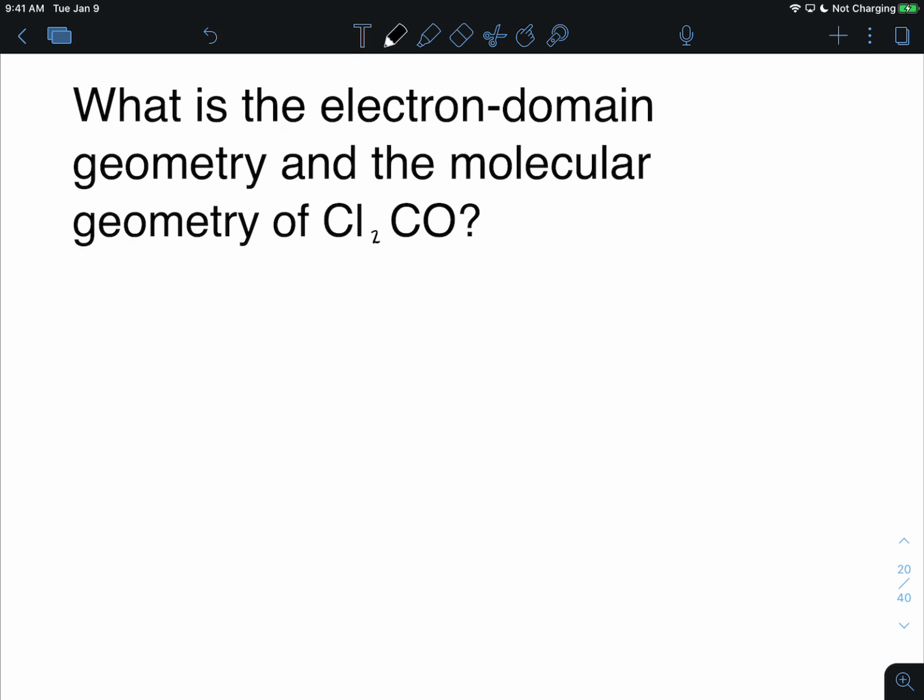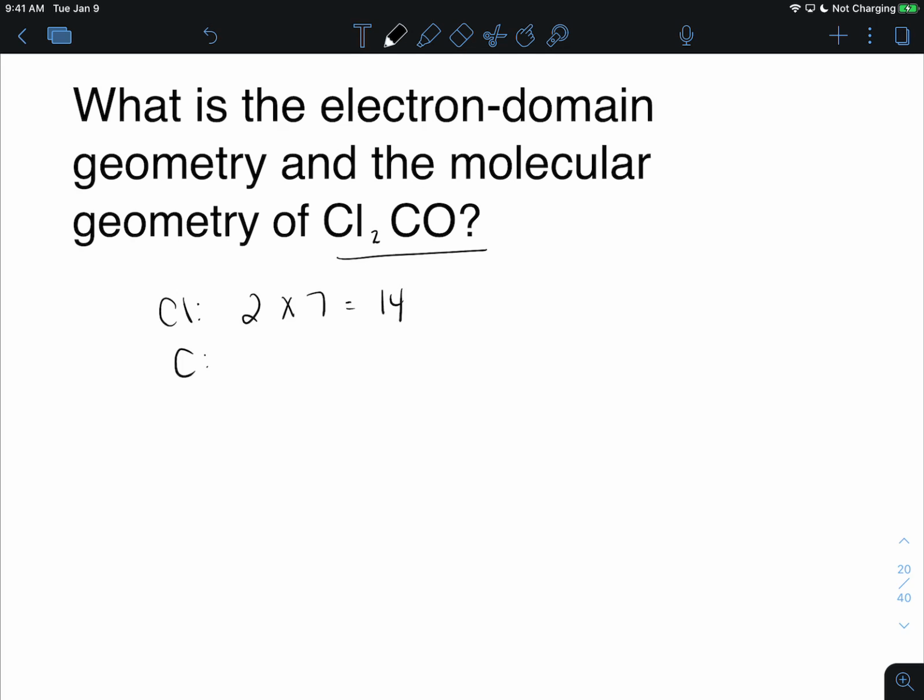So let's look at our electron domain geometry and molecular geometry of Cl2CO. So let's take this structure and get our Lewis structure. So we have 2 chlorines. Each chlorine has 7 electrons. That gives us 14 electrons.